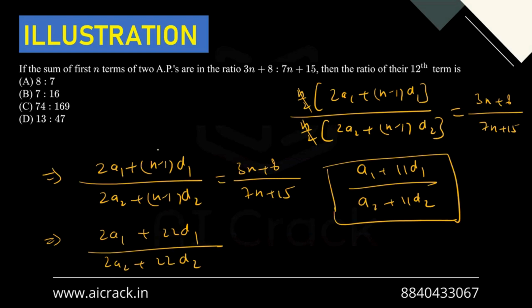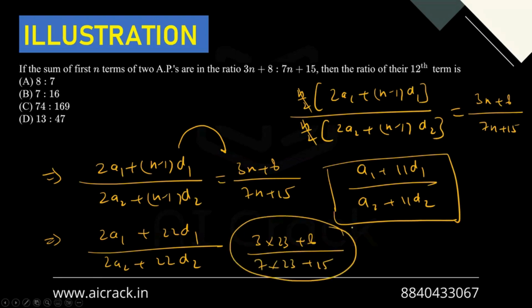So what I'm doing is putting n equals 23 over here, so this should reflect here as well. So this would become (3 times 23 + 8) divided by (7 times 23 + 15). This should be our final answer, right?